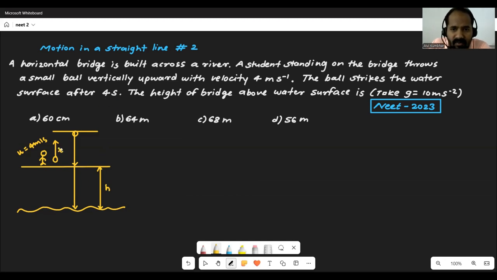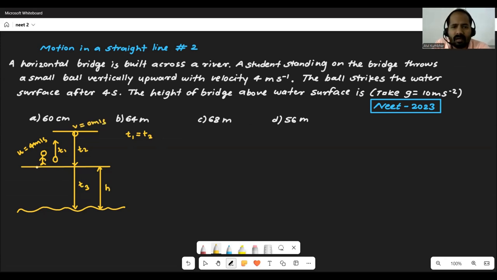Let's consider t1 here, when the ball moves and reaches the maximum height, then t2 when it comes back over the bridge again, and from the bridge to the water, that is t3. Now, as we know, the velocity and the medium remain the same, so t1 will be the same as t2, right? The height will again be the same. Now, as it reaches the maximum height, we know that its velocity will become zero, and then it will come back.